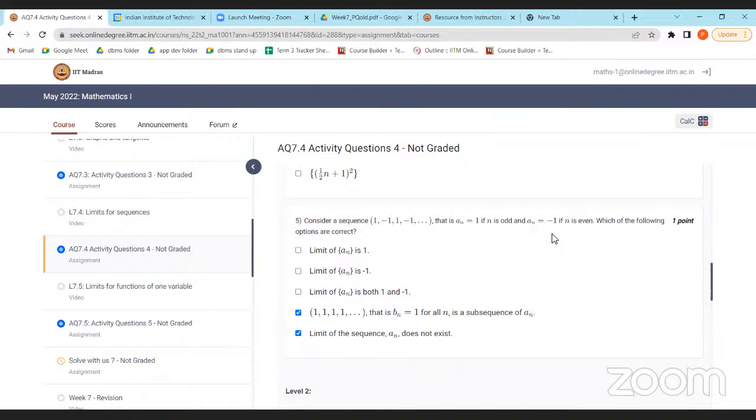You can simply plot a small graph. Just take 1, 2, 3, 4. Just plot the graph, and take any point, say n equals 2, and try to find out. If I approach n equals 2, I will get -1.